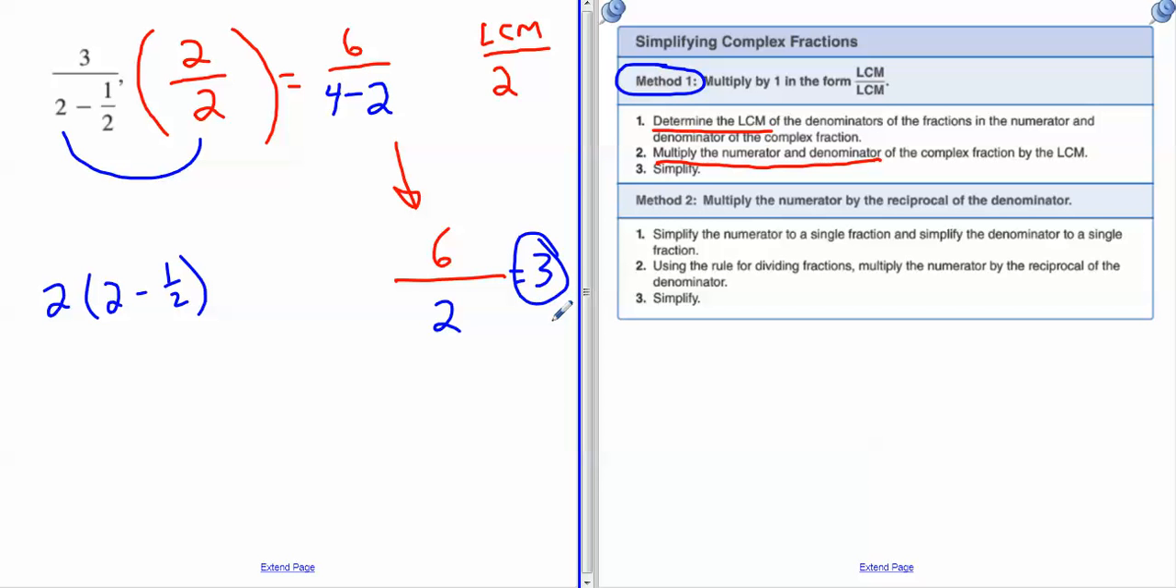Multiply by the lowest common multiple over the lowest common multiple in the red here, and we're really multiplying by 1. 2 over 2 is 1. But we're multiplying by this, and the reason we multiply by that is so we can get rid of these fractions. When we multiply, we get rid of the fractions, and we just simplify, and we get an answer. And there's our answer.